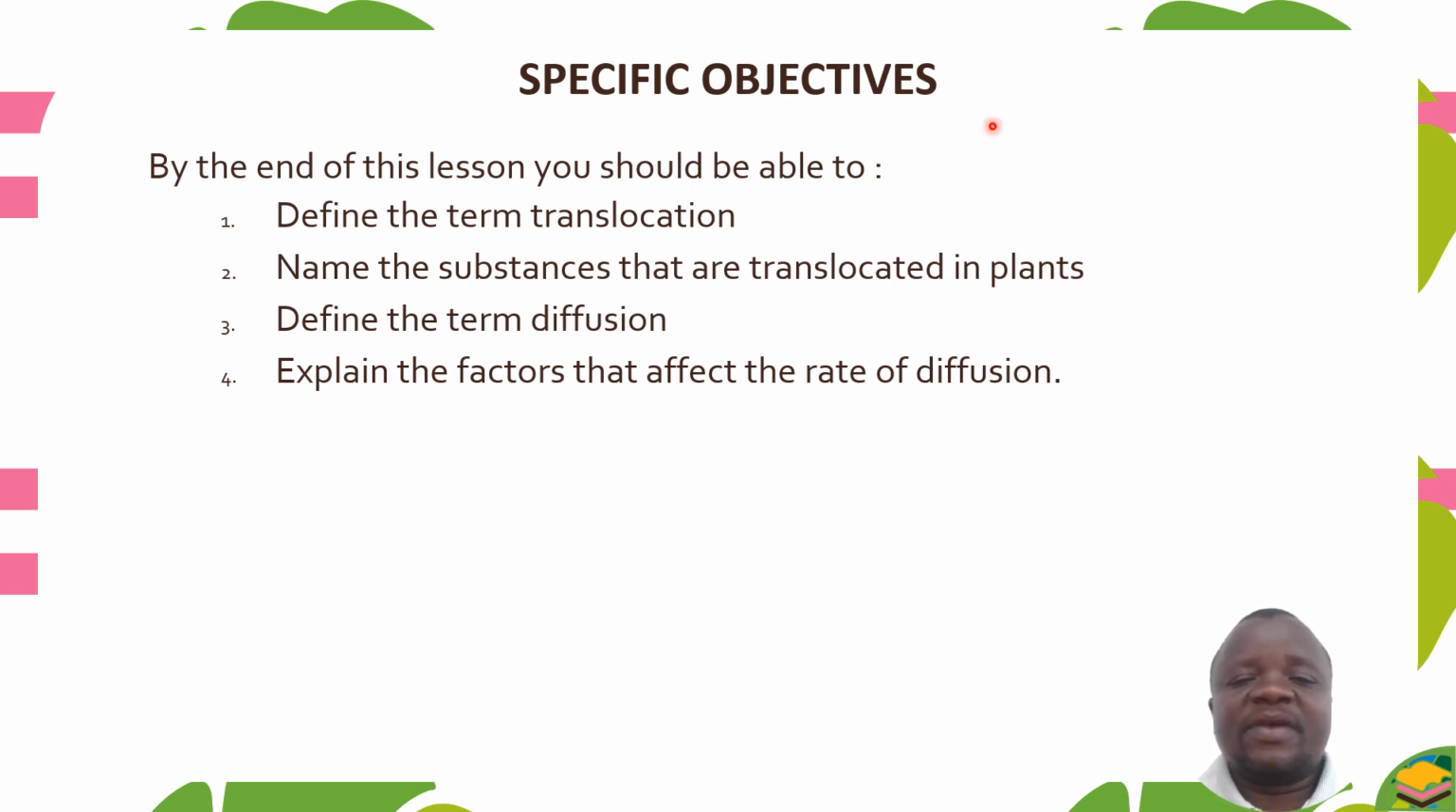Here we are going to look at the specific objectives. By the end of this lesson, you should be able to define the term translocation. You have to name the substances that are translocated in plants. You have to define the term diffusion. You have to explain the factors that affect the rate of diffusion.